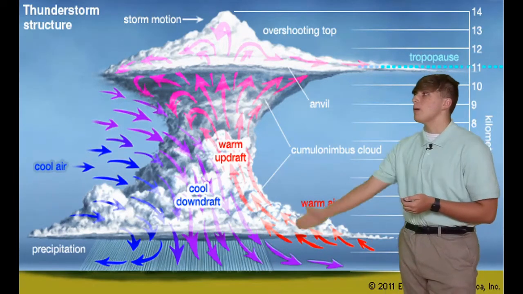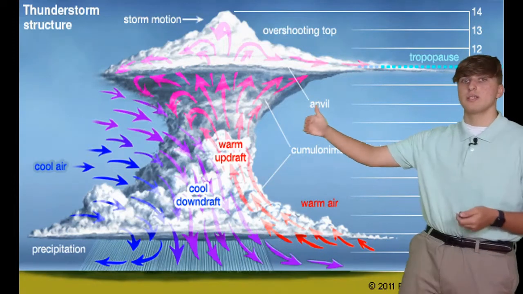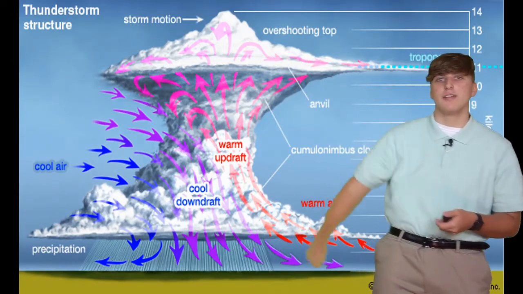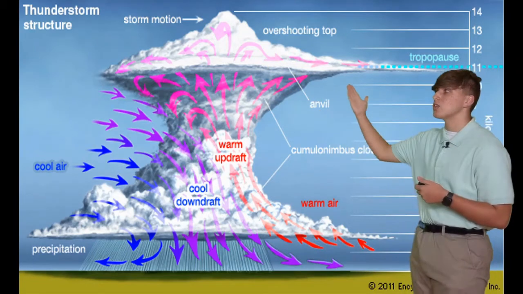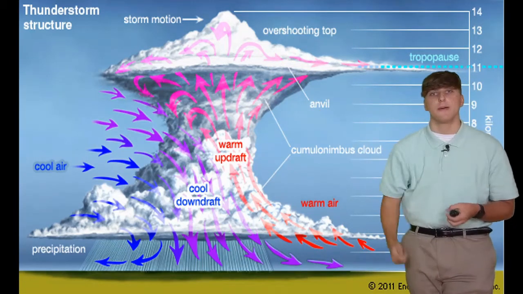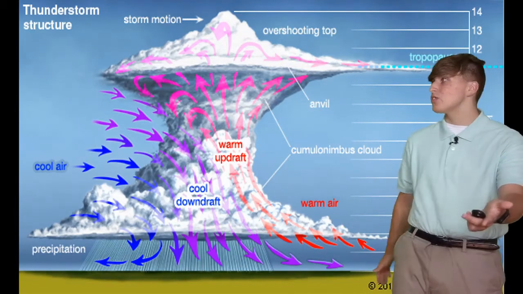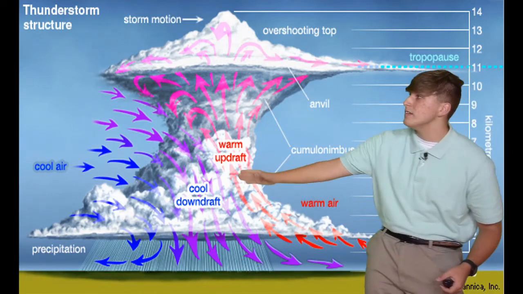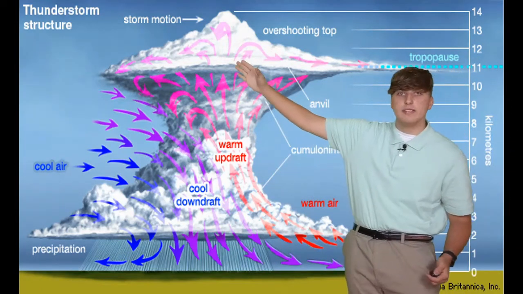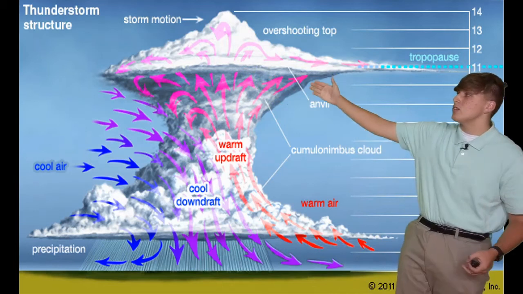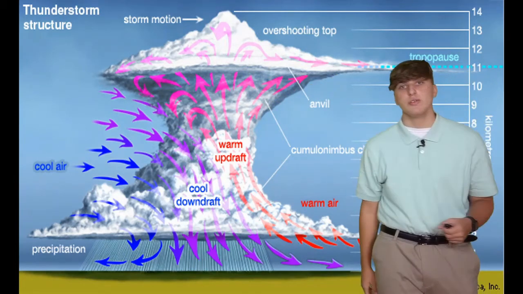So this warm updraft actually causes these thunderstorms to build higher and higher in our atmosphere. They can get so high that they reach the tropopause, which is the top of the troposphere. And if the updraft is strong enough, right where that updraft is, it can actually shoot above this anvil top and into the stratosphere. So we call this an overshooting top.